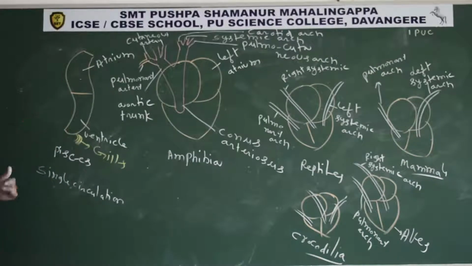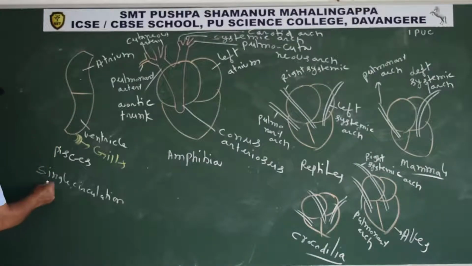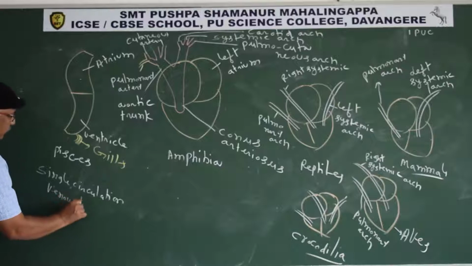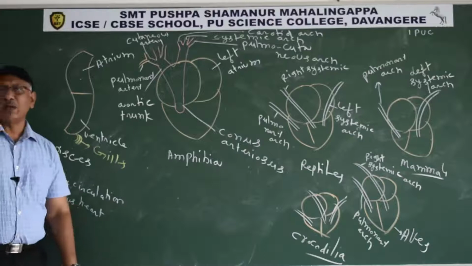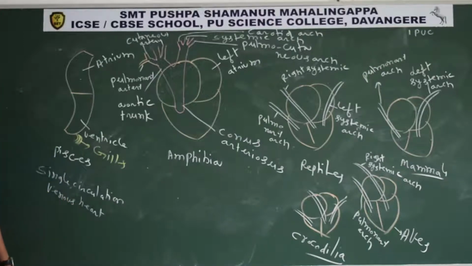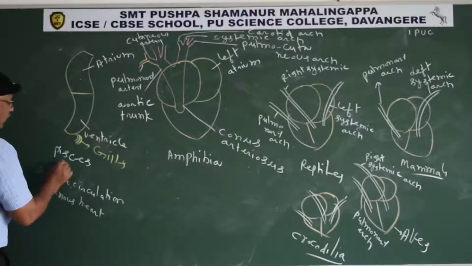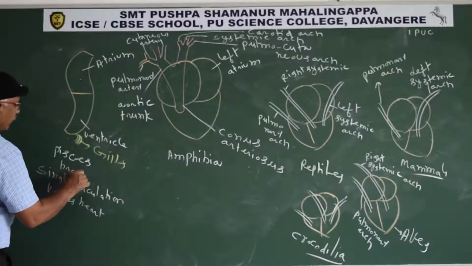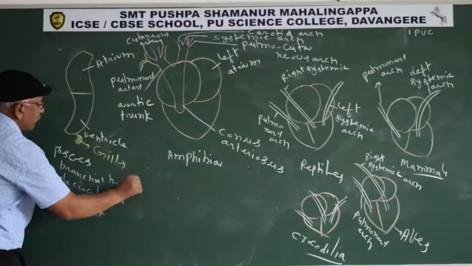Heart of Pisces only contains deoxygenated blood. That's why heart of Pisces is known as venous heart. Heart of Pisces supplies blood to gills only. So that's why heart of fishes is known as branchial heart. Branchial means gill.